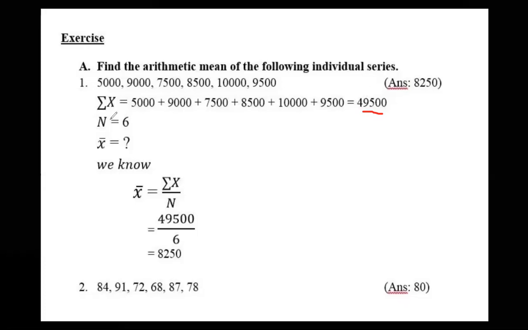Then after that, n, how many numbers are there? All together, how many numbers are there? 1, 2, 3, 4, 5, and 6. There are 6 numbers altogether. That means n equals 6.